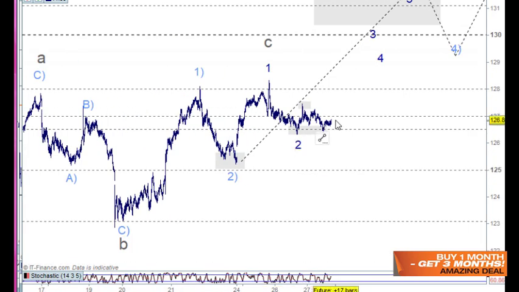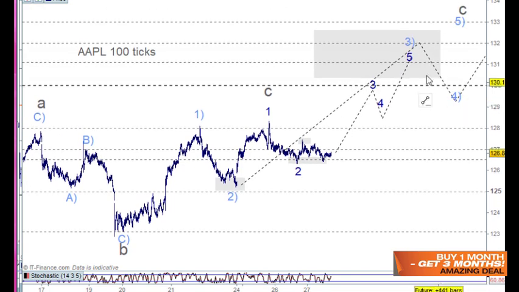As long as that 61.8% here holds, then we'll push up for wave 3, 4, and 5 here to make the third wave there, and then the fourth wave. So that's what I was sort of thinking with Apple. So we'll just stay with that for the time being.